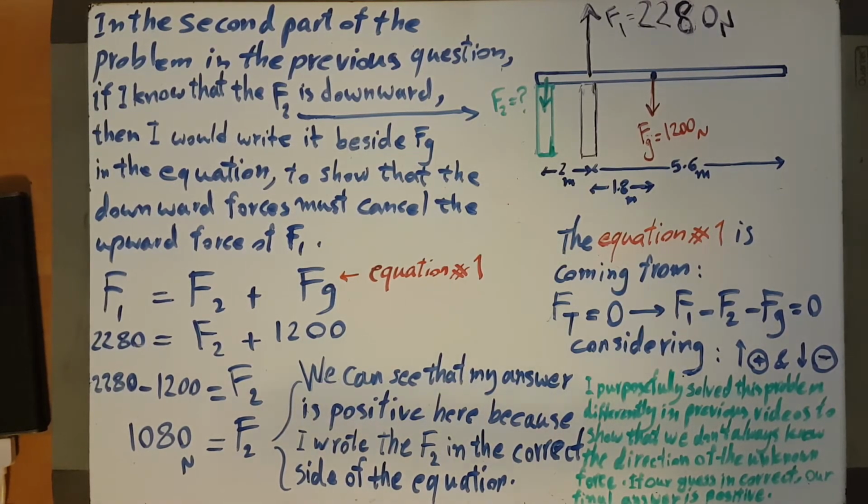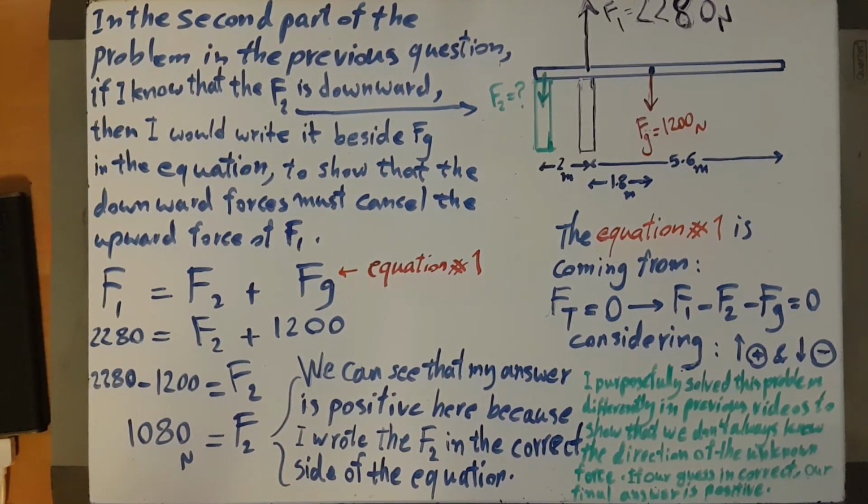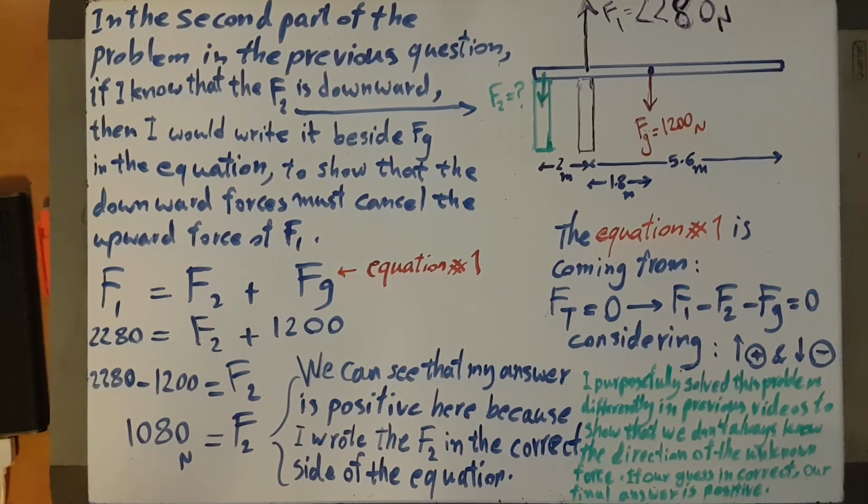But the reason I solved that part the way I did in the previous video is that I purposefully solved this problem differently to show that we don't always know the direction of the unknown force. So we have to guess, and if our guess is correct, our final answer is positive. If it's not correct, the final answer will be negative. This way you can actually have a better understanding of these.